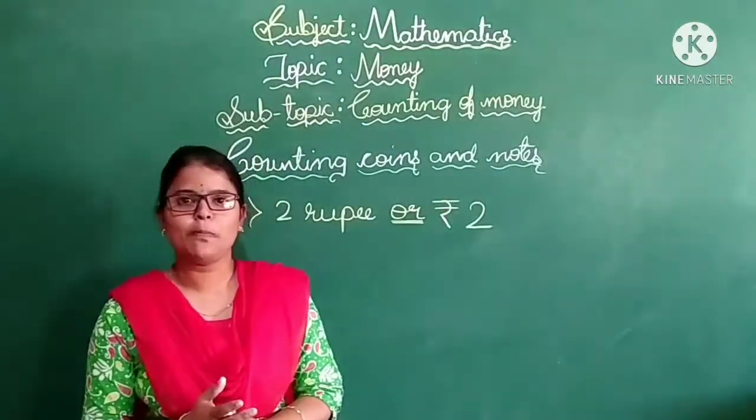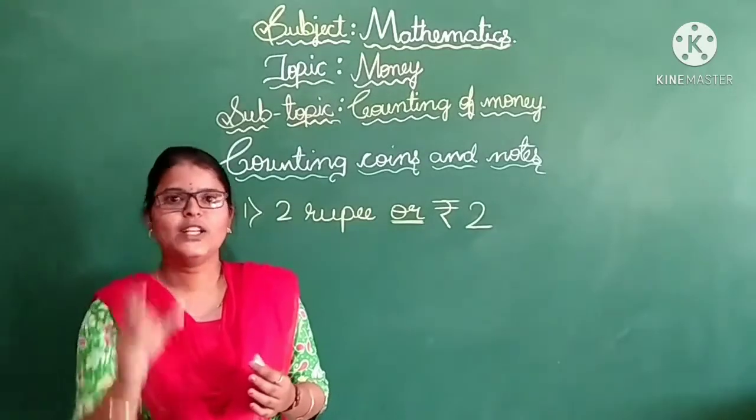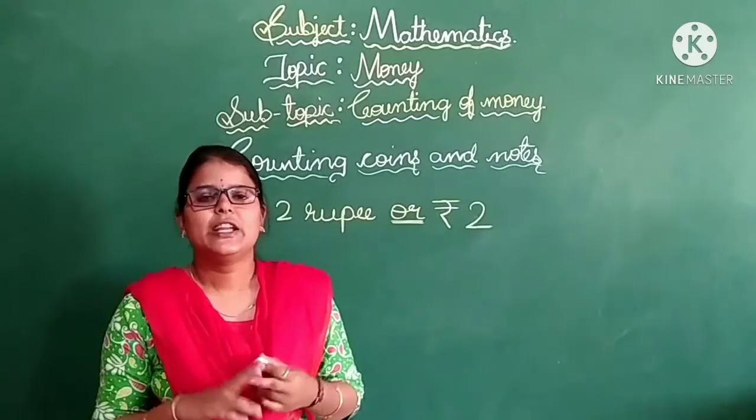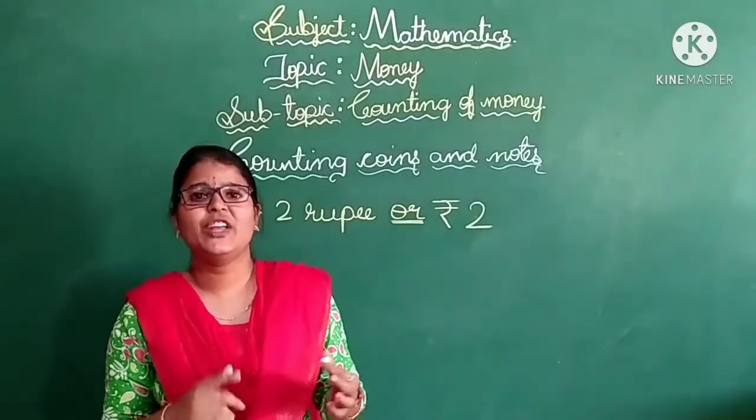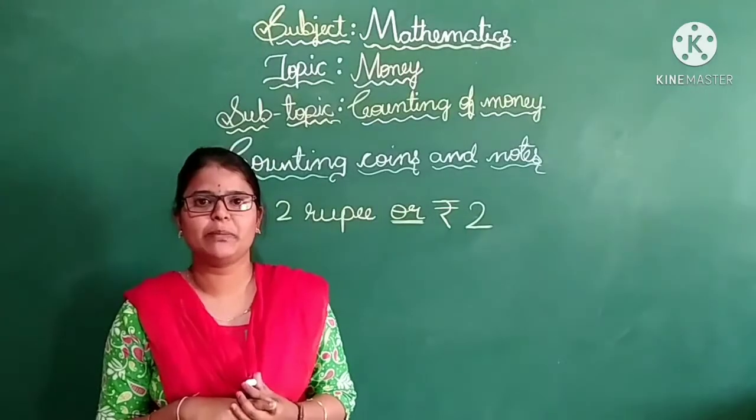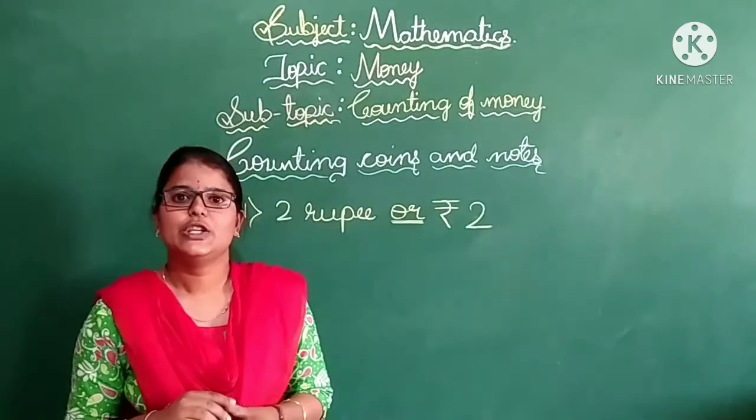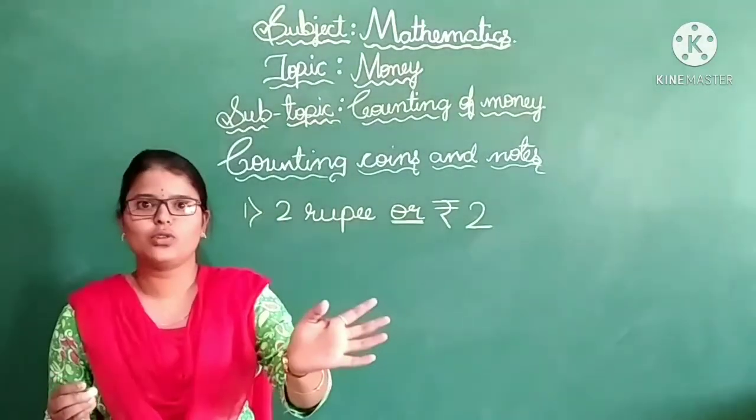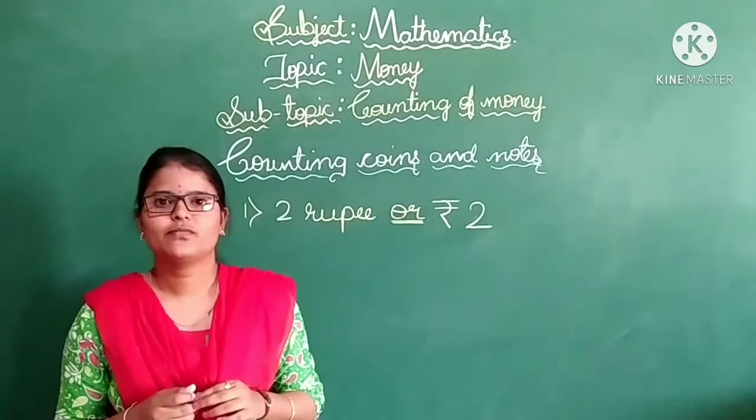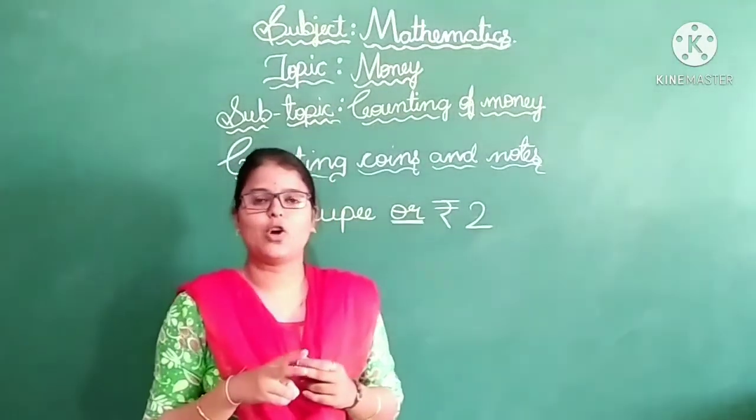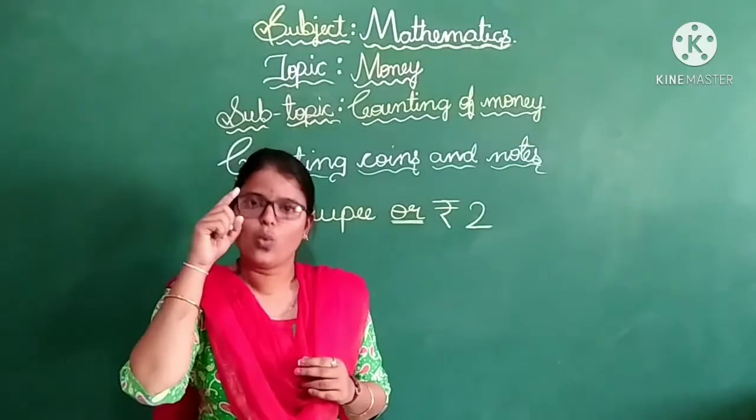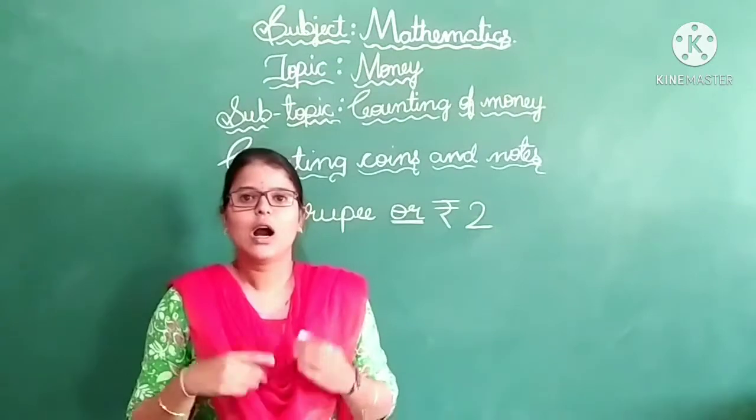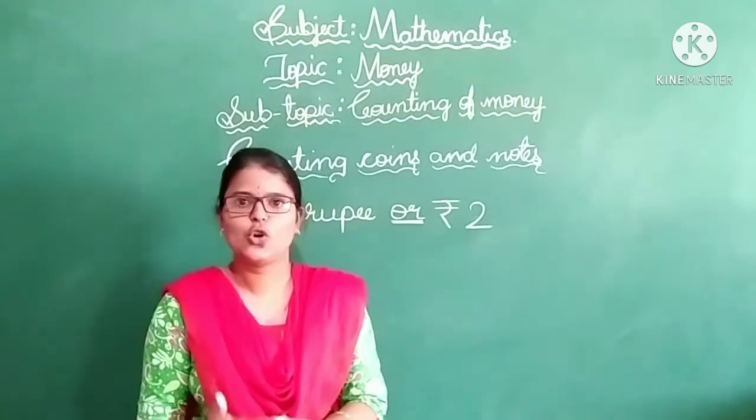If you go to a shop to buy a ruled sheet to write your exams, and the ruled sheet costs 2 rupees, how will you give the money to the shopkeeper? You may give one 2 rupee coin. ಒಂದು 2 ರೂಪಾಯಿ ಕಾಯಿನ್ ಕೊಡಬಹುದು. ಇಲ್ಲದೆ ಇದ್ರೆ you will give two 1 rupee coins. How is it possible? I will show you practically.